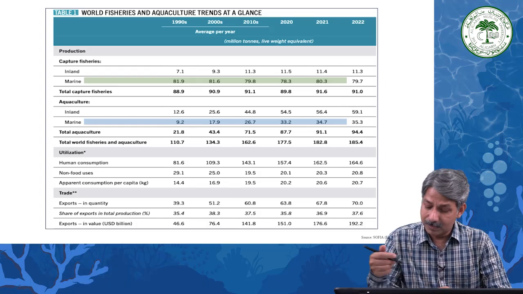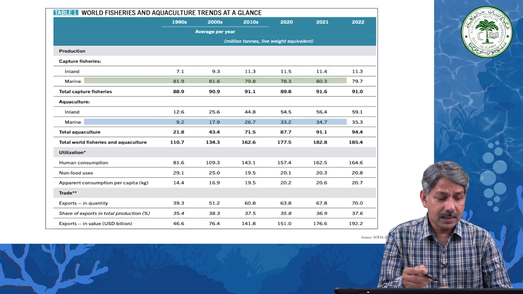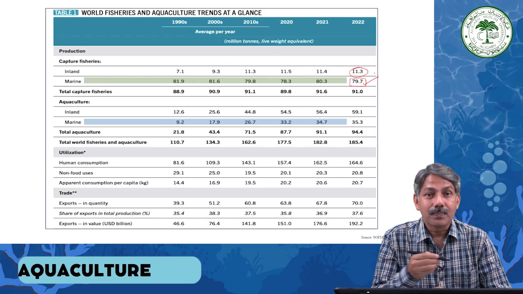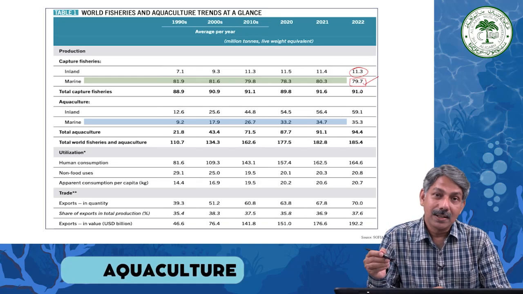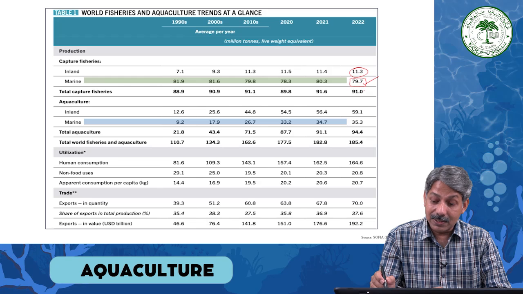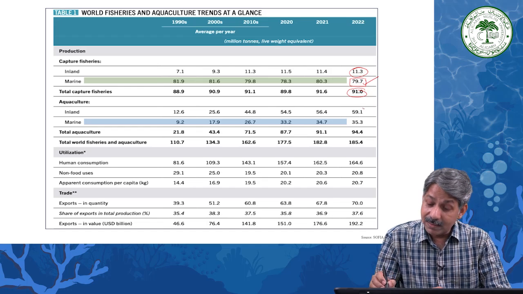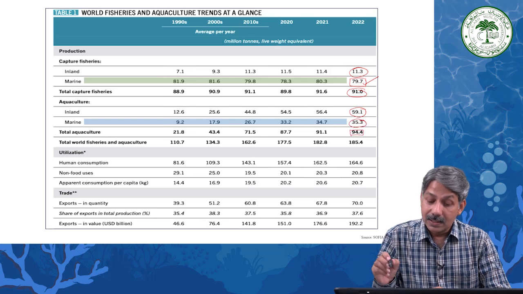This is more clear in the table from SOFIA FAO 2024. We have talked about this document earlier also. Here you can see that capture fisheries from inland regions are contributing only about 11, but capture production from marine areas is notable. So 79.7, or you can say 80 million tons, is being contributed by marine capture. That is huge. Of the 91 million tons, about 80 million tons is from marine capture. But in aquaculture, inland regions take the lead with more than 59%, and the marine sector is contributing 35.3 million tons. So, of the total 94 million tons produced through aquaculture, mariculture is producing 35.3 million tons.